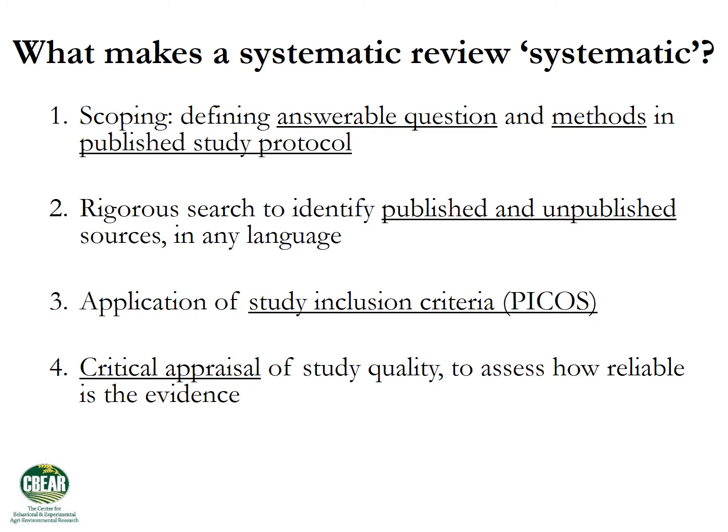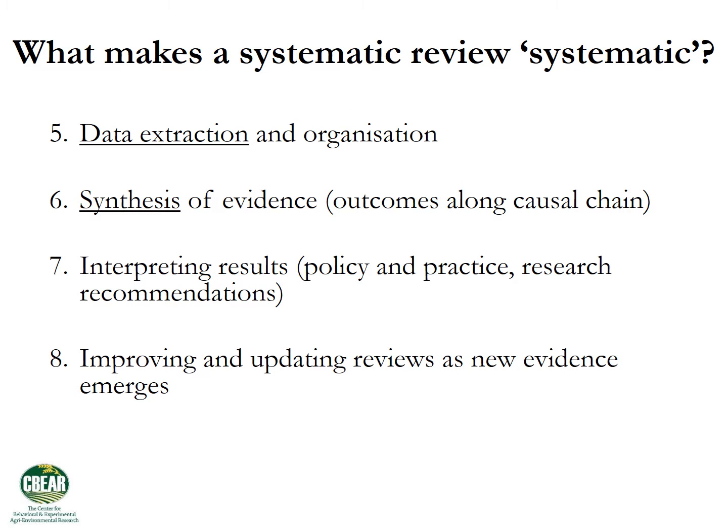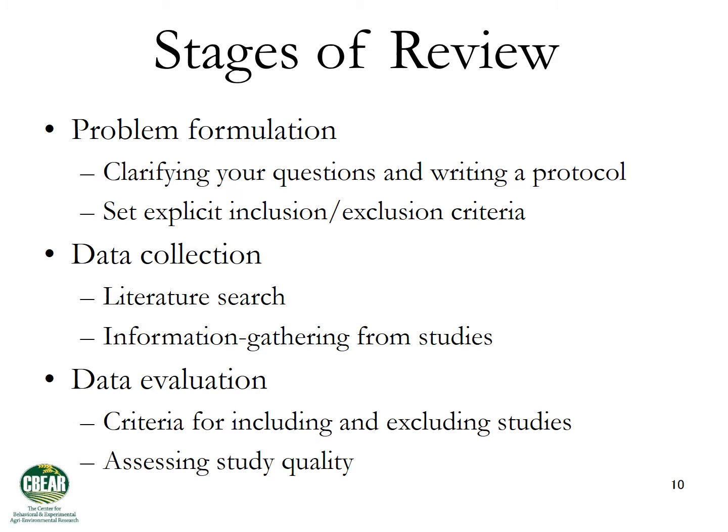Then they're going to extract the data and organize it. They're going to synthesize the evidence, and they're going to look at outcomes along the causal chain. They're going to interpret the results, and they're going to try to improve and update the reviews as new evidence emerges. So these are not just things that get published and that's it. They're usually live documents, and particularly with the internet, that's become a reality where these things are continually updated or revised every few years so that practitioners can see what the latest evidence suggests is out there. All right, so talk about the stages of a systematic review.